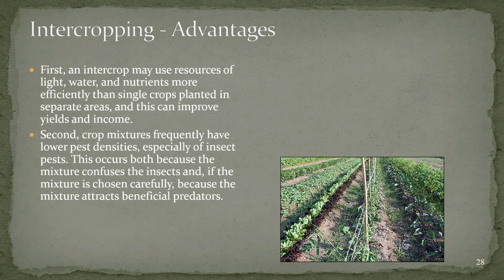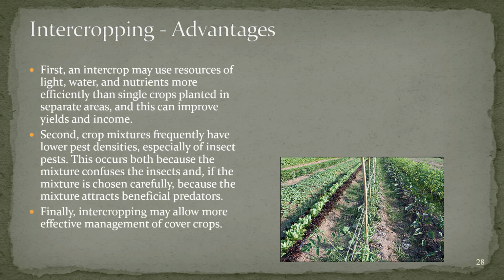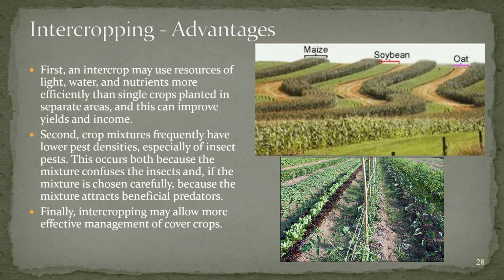The advantages of intercropping are, first, that intercrops may use resources of light, water, and nutrients more efficiently than single crops planted in separate areas, and this can improve yields and income. Secondly, crop mixtures frequently have lower pest densities, especially of insect pests. This occurs both because the mixture confuses the insects and, if the mixture is chosen carefully, because the mixture attracts beneficial predators. Finally, intercropping may allow more effective management of cover crops. Here's a great example of conventional intercropping where maize is grown with soybean and oats.